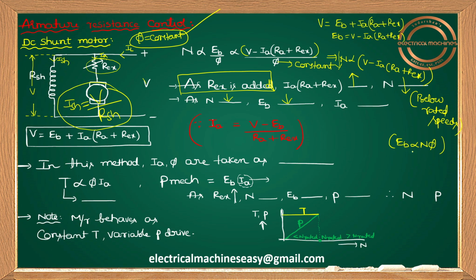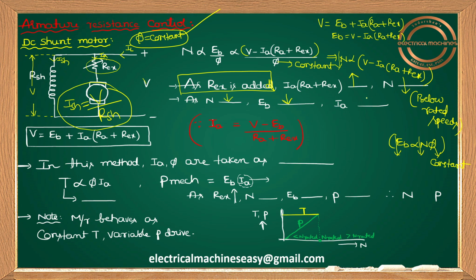Or N is proportional to EB by phi. From that only I wrote EB proportional to N phi. So I took flux as constant in this armature resistance control method. Whenever N is reducing, what will happen to back EMF? It will also be reducing. So simply back EMF will be reducing here.